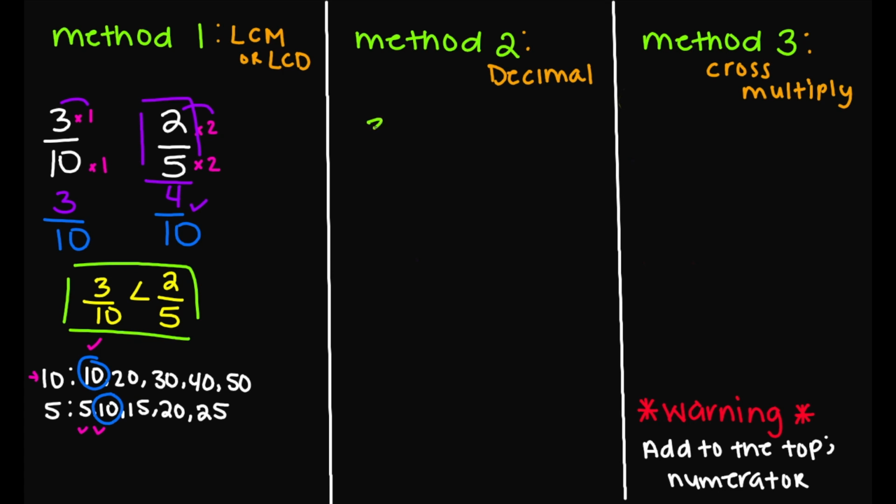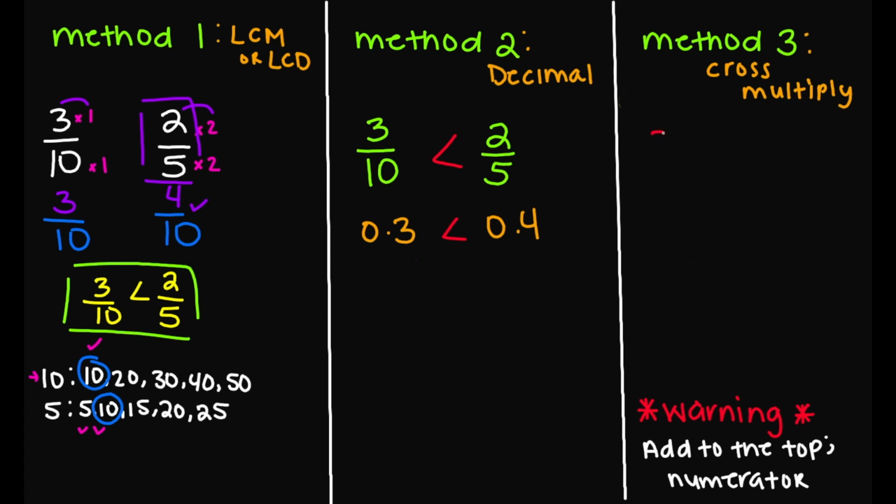Now let's look at our decimal form. So if I do 3 over 10 and 2 over 5, so 3 divided by 10 as a decimal, this is going to be 0.3, and then 2 over 5 as a decimal is going to be 0.4. So if I compare these two decimals, you're going to see that 0.4 is larger than your 0.3. So we know that 3 over 10 is less than 2 over 5.